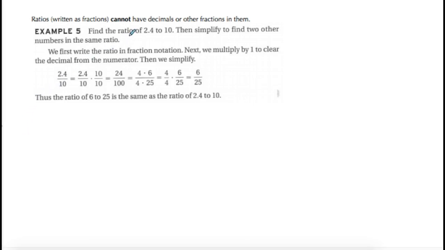Okay, so if we look at 2.4 to 10, this comes first, and this means it's on the second. So I'm going to multiply by 10 because you're not allowed to have a decimal, so no decimals in fractions. If I multiply by 10, that's where we get 24 over 100. There is the number 4 that goes into both of those, so if I divide by 4, I'd be left with 6 over 25.